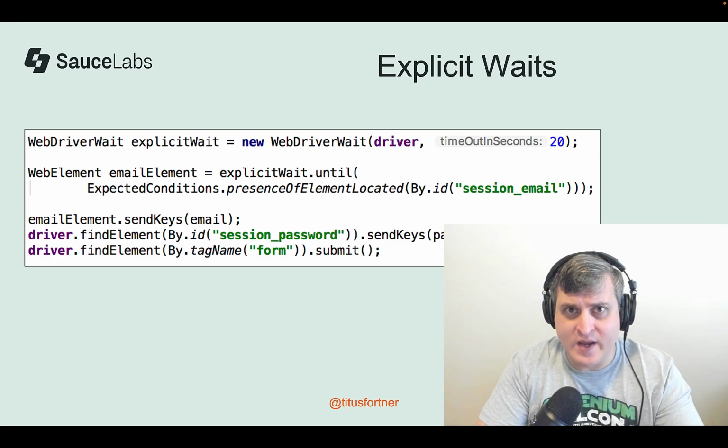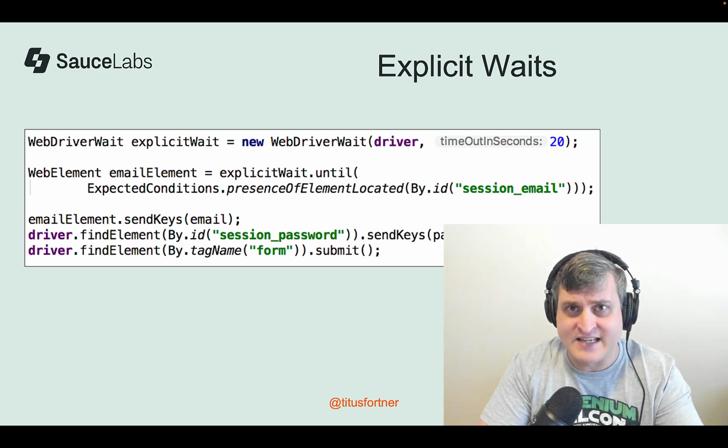So explicit waits, this is the gold standard. This is what everyone tells you to do. Every single time there might be a race condition, make sure you're waiting for the exact right thing before you take the next action. The problem with explicit waits is it's really hard to know exactly what that is, and also you end up with these explicit waits everywhere in your code.